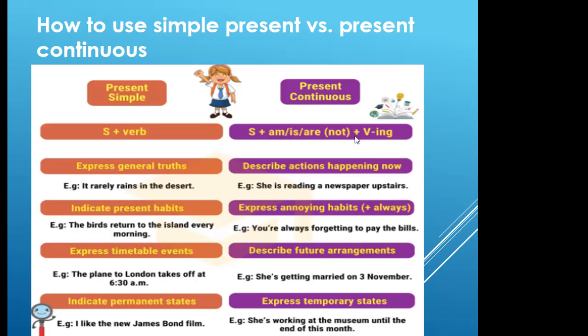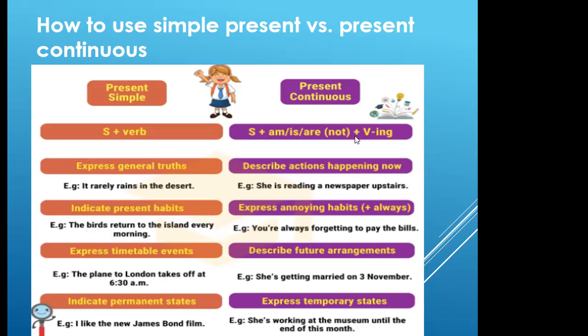Indicates permanent states. Indican acciones permanentes. Algo que es permanente, no es algo espontáneo. I like the new James Bond film. Me gusta la nueva película de James Bond. Entonces, algo que es un estado permanente. Algo que me gusta, la película, me gusta. En cambio, el presente continuo es para algo un poquito más diferente.